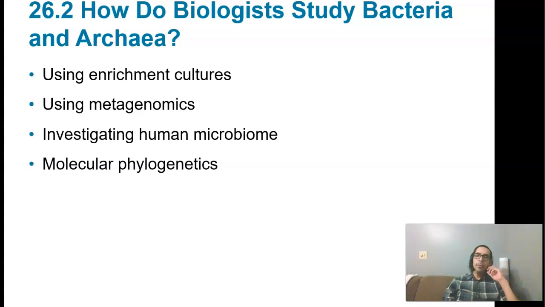All right, so how do biologists study bacteria and archaea? Well, they use several methods. The first method is enrichment cultures, which is when you grow bacteria under specific conditions. Then there's metagenomics. There's investigating the human microbiome, and there's molecular phylogenetics.